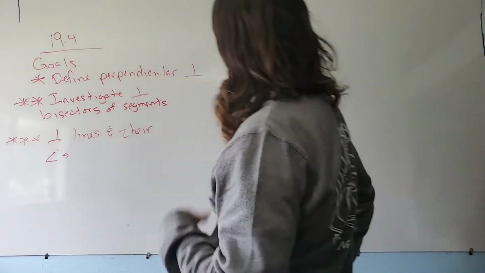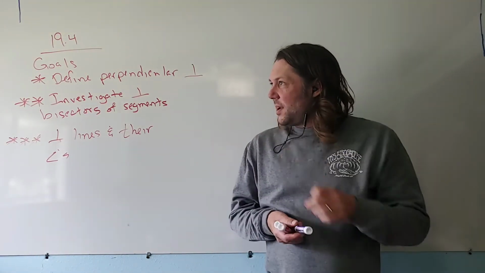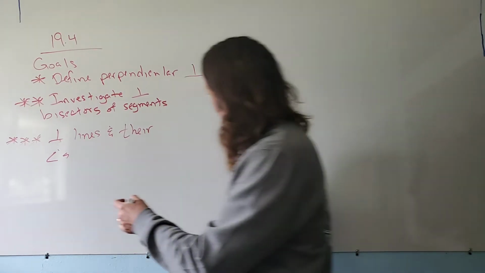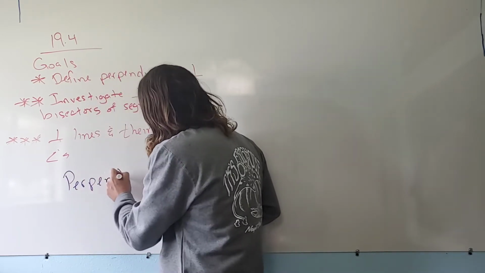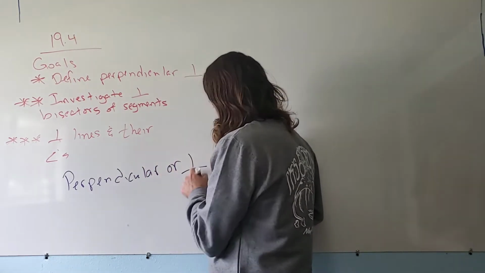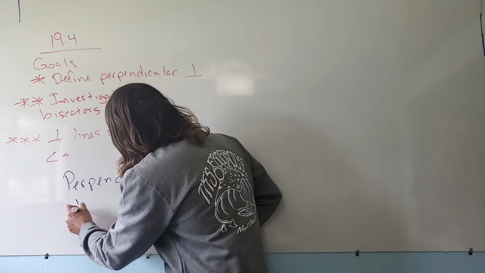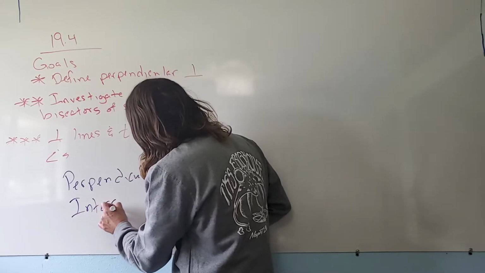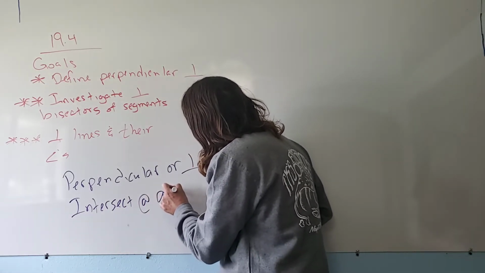Let's start off with our first goal, define perpendicular. Perpendicular literally means makes a right angle. So let's just define that. Perpendicular, that's a symbol for perpendicular. It means they intersect and make right angles. The intersection, they intersect at 90 degrees, or they make right angles.